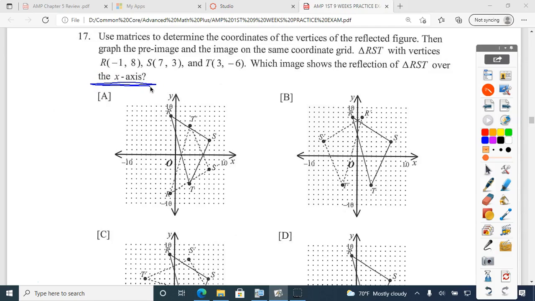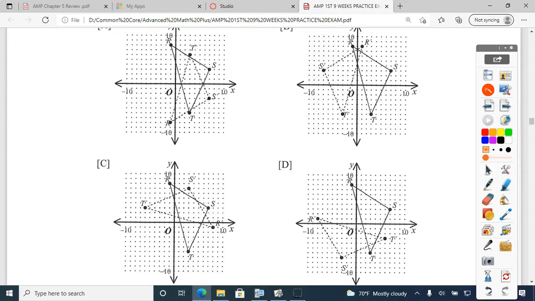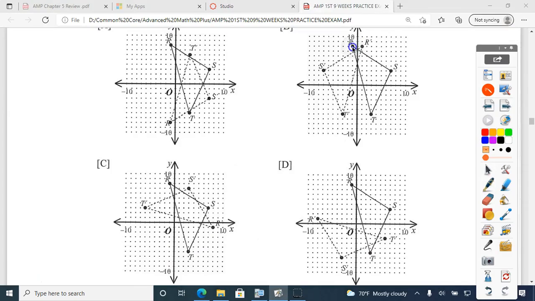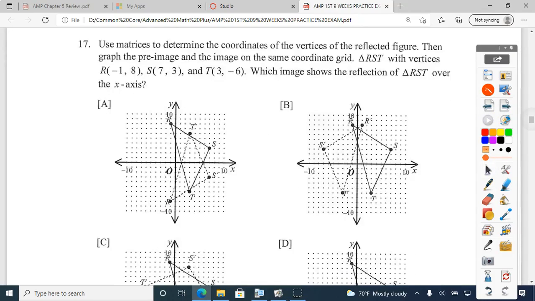First, let's figure out which one of these original RSTs are correct. It looks like they all are. It looks like they're all the same. The original RST is in the same spot in each, so the original RST is in the correct spot. We've got to figure out which one of them flips it over the x-axis.